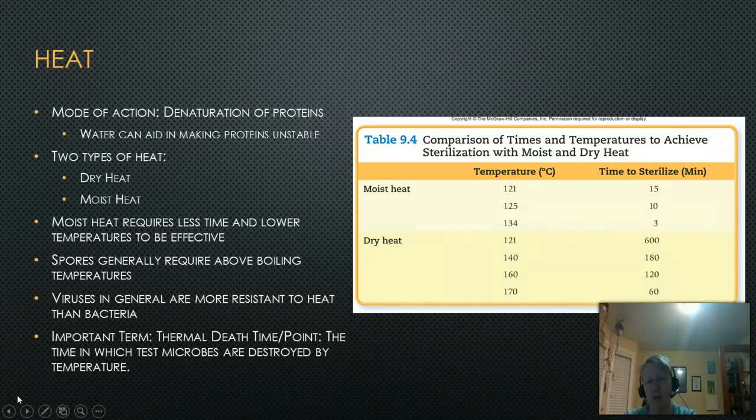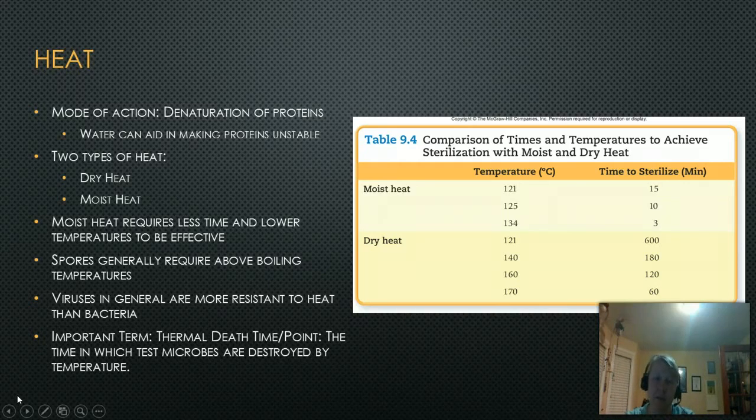Just a couple notes on this. We talk about how resistant spores are. Spores generally need temperatures above boiling. So you'll see here on this chart that we tend to use about 120 degrees, 130 degrees of moist heat, and somewhere between 120 and 170 degrees for dry heat. So this will effectively take care of the spores.